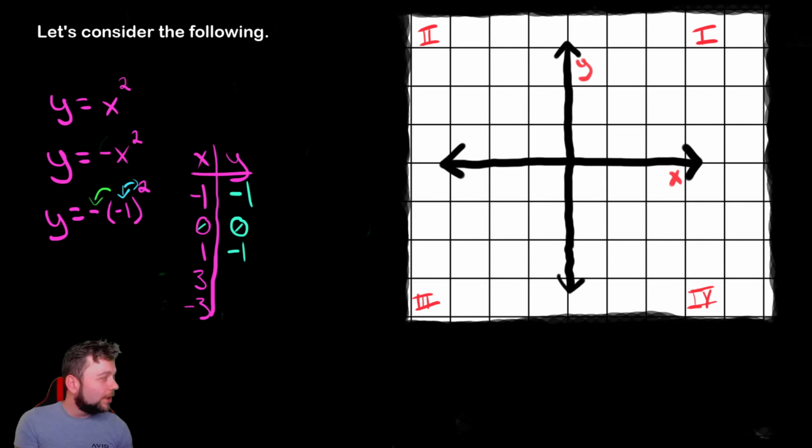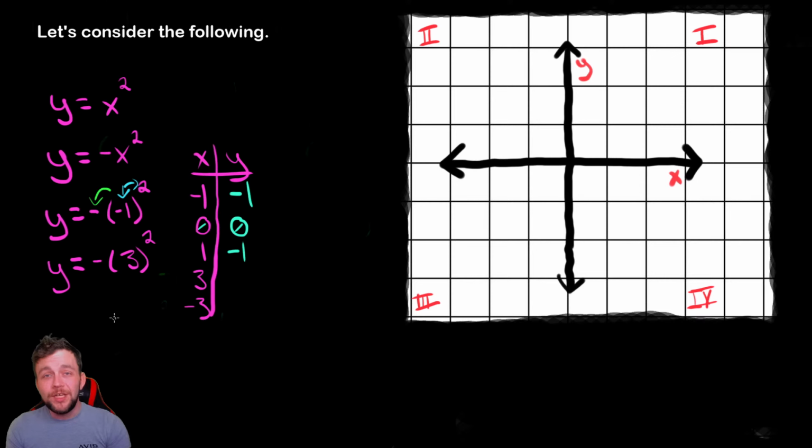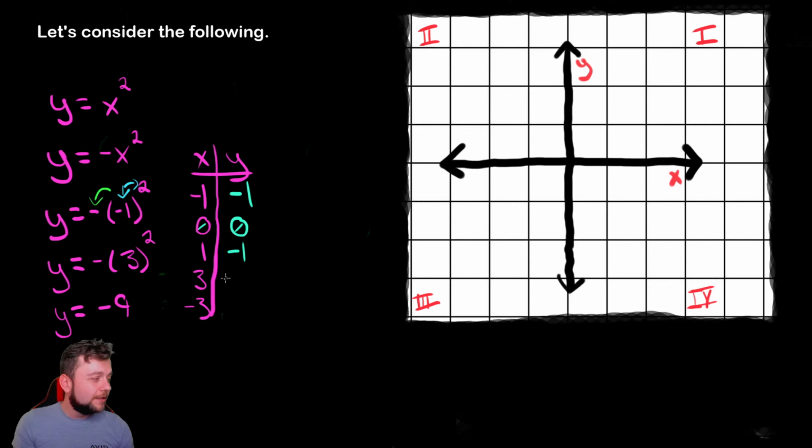And then we'll do another example of 3. So let's write that one out. What happens when we go y equals negative sign, parentheses 3 squared? Well, you do your 3 times 3, which is 9, and then a negative sign. So y equals -9.